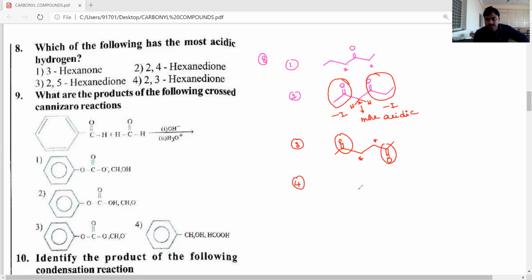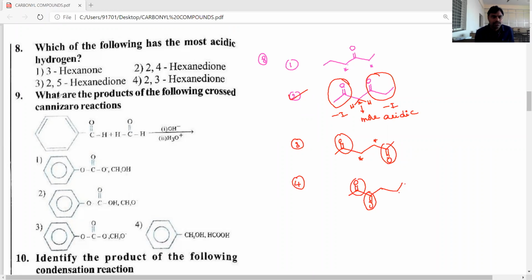Now the fourth one: 1, 2, 3, 4, 5, 6. The C double bond O groups are adjacent. Automatically the right side and left side hydrogen atoms are acidic, but the effectiveness of the acidic hydrogens is very low when compared to the second one. So what is the second compound, dear students? Hexane-2,4-dione contains more acidic hydrogen atoms when compared to the remaining options 1, 3, 4.